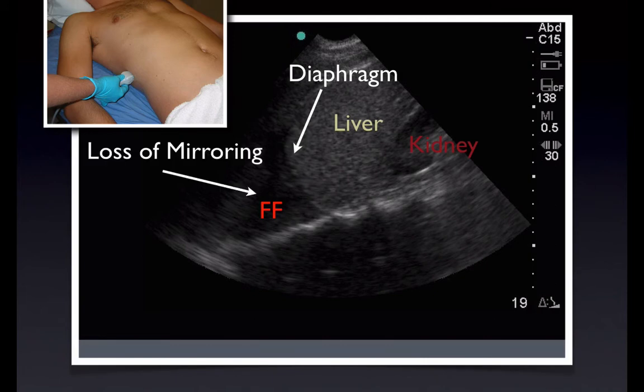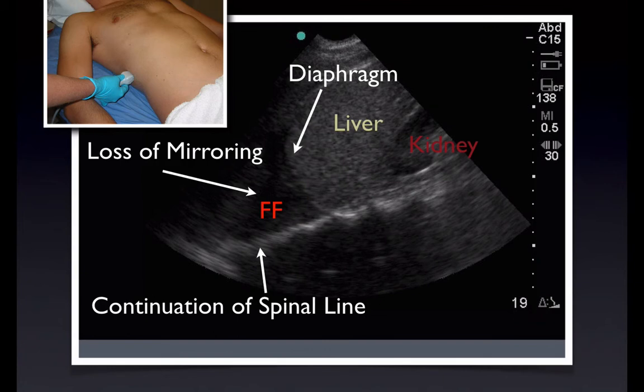Okay, so you've lost the mirroring, and we also have another sign, which is called continuation of the spine line. That bright line that's coming inferiorly from the kidney and liver now continues up. It's another sign that there's fluid in the chest. Obviously, the spine goes all the way up, but it is blunted by the mirroring effect. So when you lose the mirroring effect, you can actually see the spine continuing superiorly in the body.